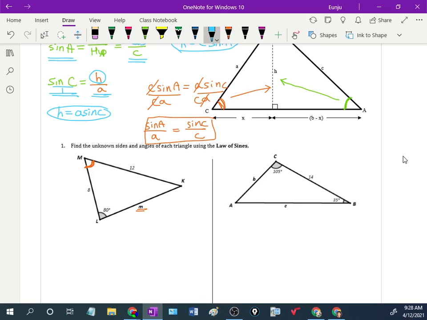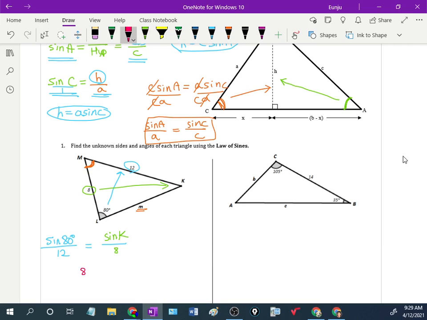So let's see what measures we know. So 80 degrees is given, and I have 12 as a number. That's a good start. So let's use sine 80 degrees over 12 has the same ratio with what? So let's go with this one. The number 8 goes with angle K, right? So let's go with sine K, angle K, over 8. So we have the same ratio. So we will do cross multiplication.